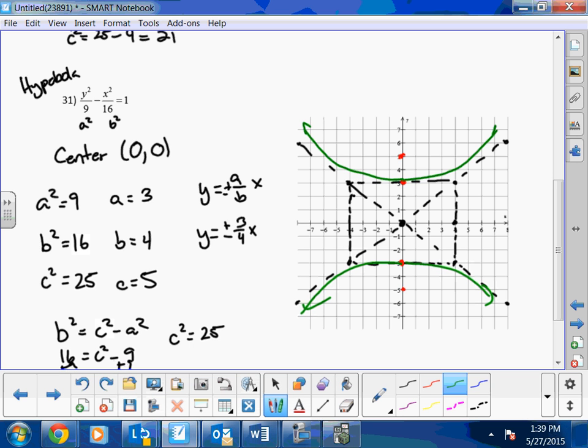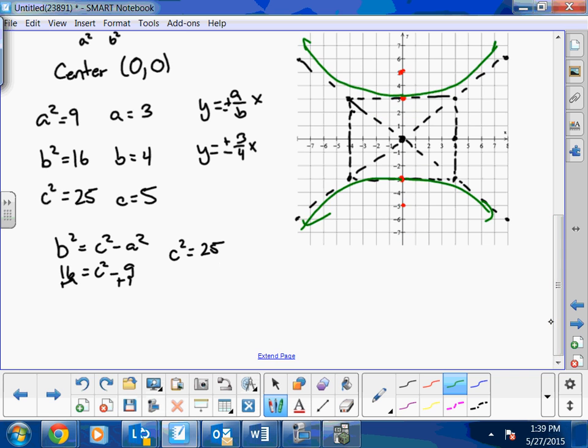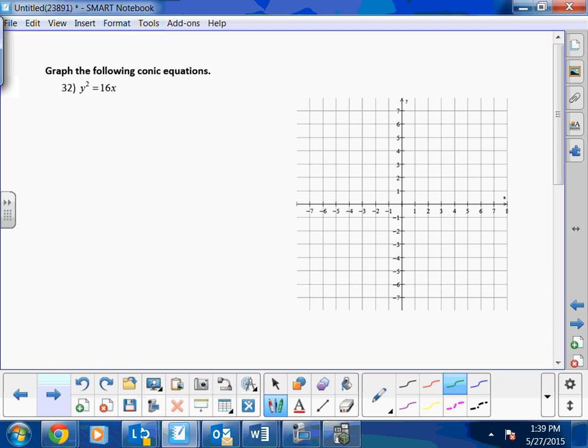Now let's go ahead and move on to question 32. Here's question 31. Okay, they want you to graph the following conic. Now with this conic in itself, this is going to be a parabola, so this one's going to follow a directrix. When you're looking at your notes, you're going to realize that this one's going to open over to the side, actually open over to the right.